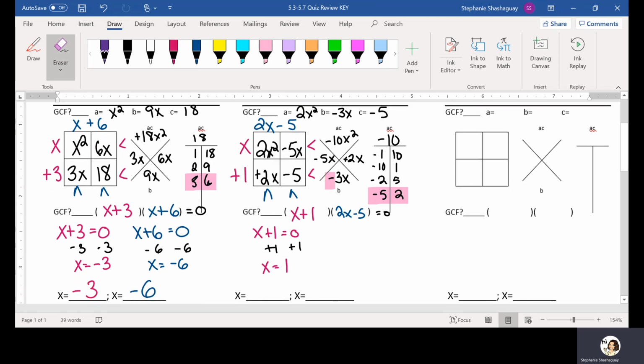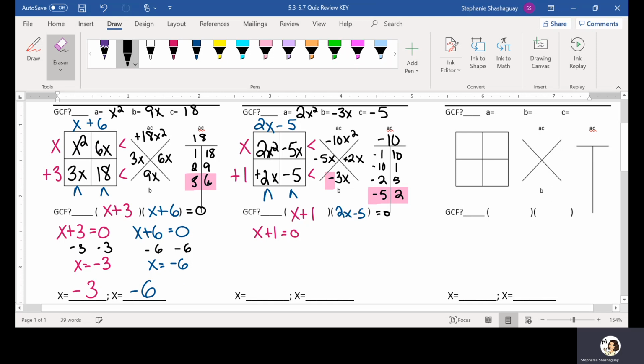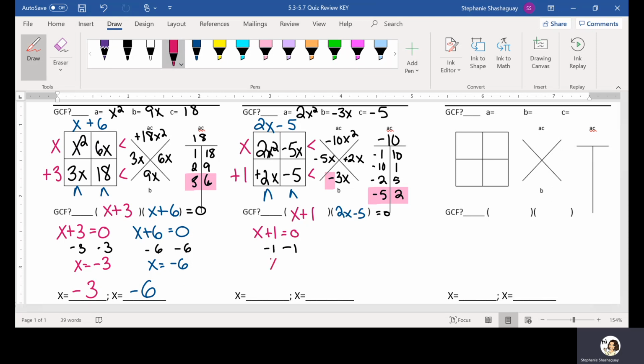Oops, I knew I was going to make a mistake. I have to subtract 1 from both sides. Knew that didn't look right. And x is equal to negative 1. So negative 1 is my first solution.